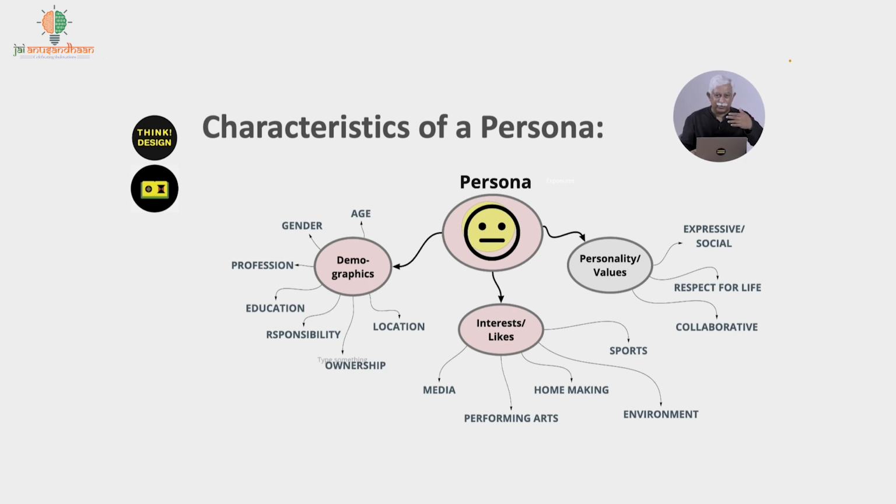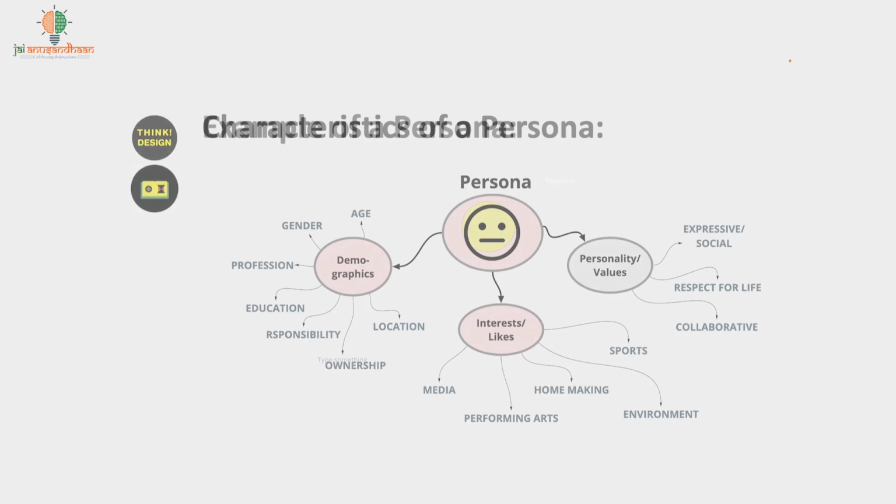So, here is a persona, for example. The demographics would be age, gender, profession, education, responsibilities, ownership and the location. And interests and likes could be what is the interest in media, performing arts, homemaking, environment, sports and many other things. And personality and values could be they're expressive or they're social, they have a respect for life, they're collaborative, friendly. So, you define the persona with different characteristics.